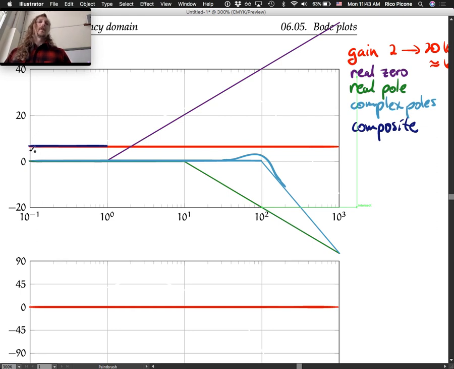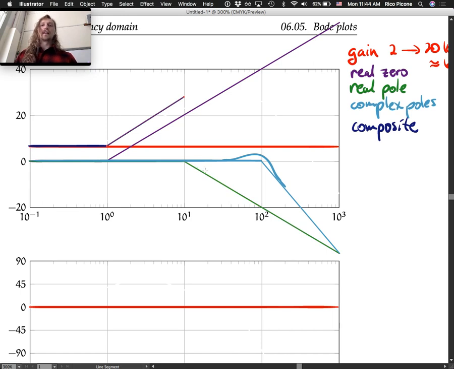So 0 plus 6 gave us 6 all the way through here. And then we have 6 plus this line, right? So this thing's going at 20 dB per decade. So we draw that in up to this break frequency here. And then this thing is going to go to 10, so it's going at 20 dB per decade, just like this line is. So essentially it's the red line plus the purple line equal the dark blue line, which is this.